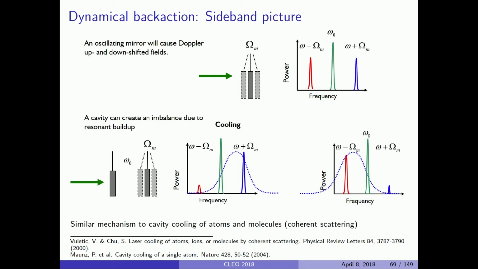That's quite similar to techniques that have also been proposed in atomic laser cooling. Actually, there's a paper by Steven Chu, not far from here, on laser cooling of ions and molecules by coherent scattering. That's very similar to this Brzezinski scheme of sideband cooling.